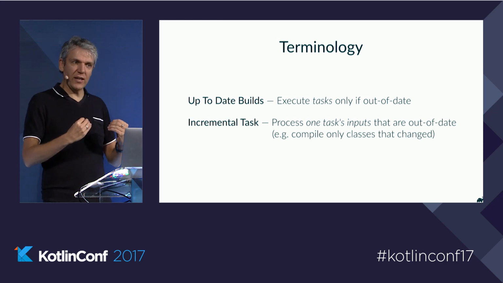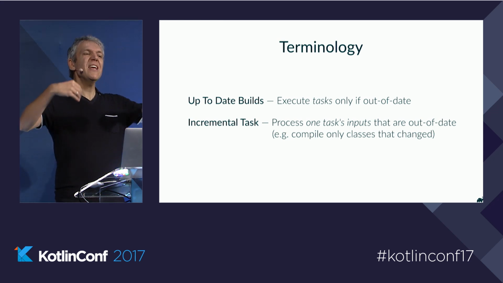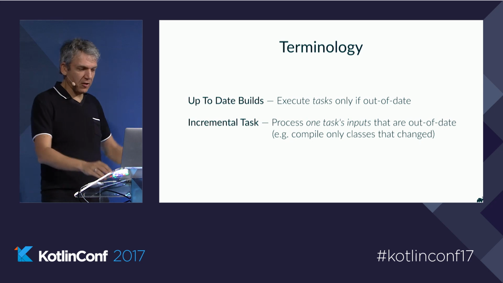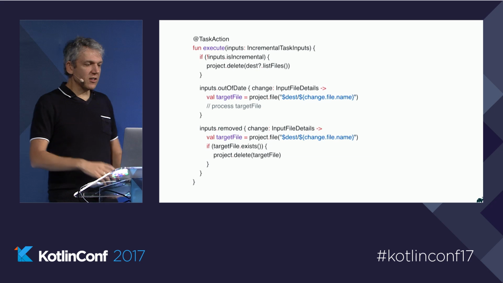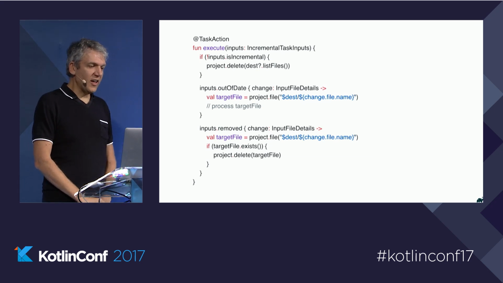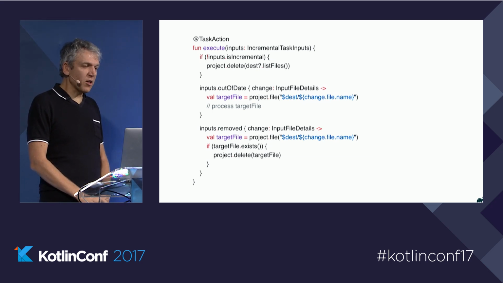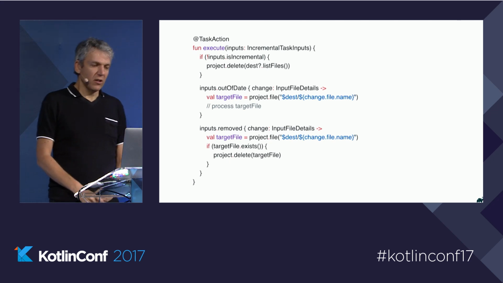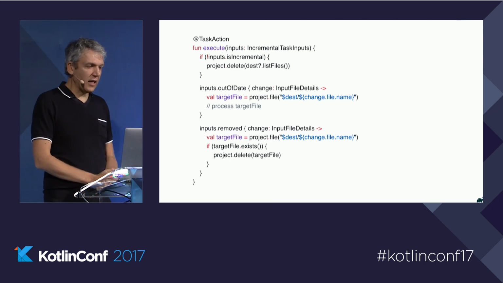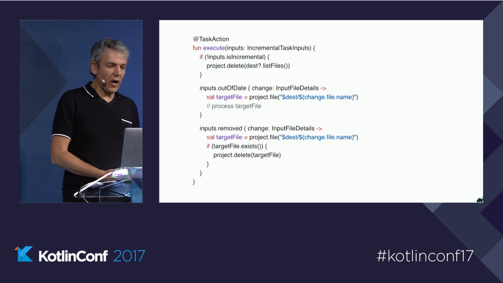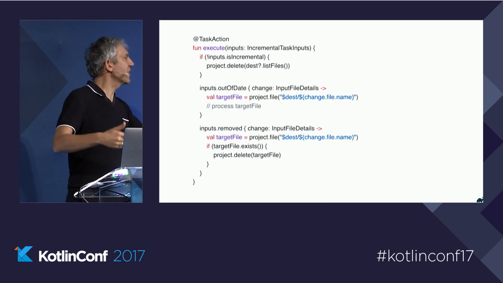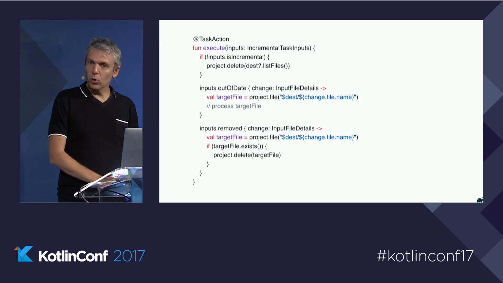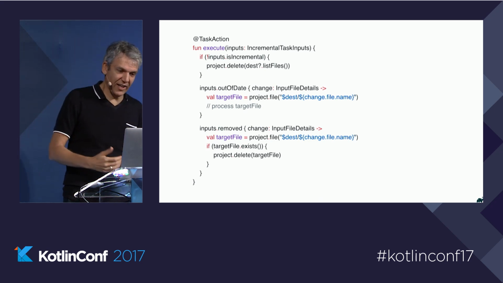So if something has changed, we give you information to rebuild the output incrementally. And I'll show you an example for that. When you write a Gradle task, you can declare an argument on incremental task inputs. Then we inject that argument into your Gradle task, and we tell you, hey, those are the files that are out of date, those are the inputs that have been removed. And you can smartly rebuild your output incrementally. You don't have to figure this out yourself. What has changed?